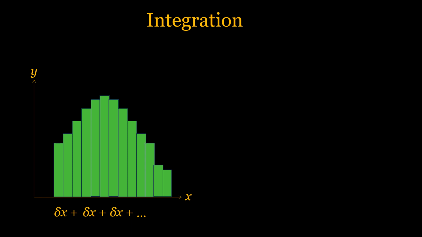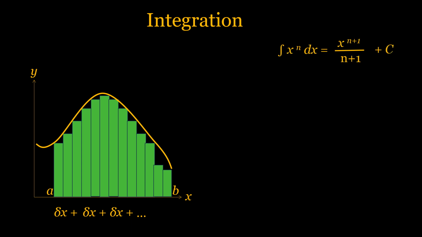In other words, the total area of all the bars under the curve, from point A to B, is the result of integration, where B is the upper limit and A is the lower limit of this definite integral. The general expression of integration is integral x to power n dx equals x to power n plus 1 over n plus 1 plus c. The stretched s represents the integration sign, x is the variable, n is the power of the variable, and dx represents changes in the function.